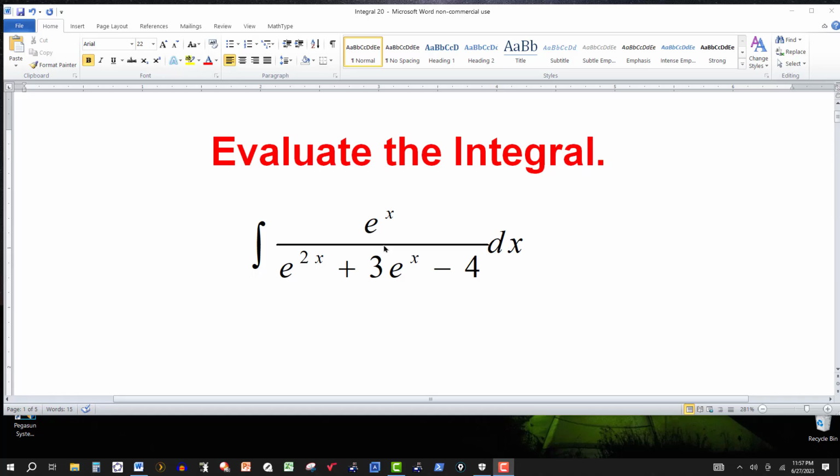So we want to evaluate the integral of e to the x over e to the 2x plus 3e to the x minus 4. I want to give this a try. Go ahead and pause the video. I'll be right back.